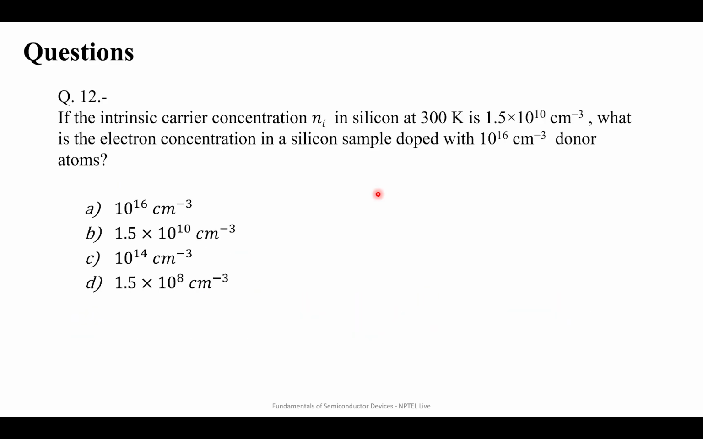Another numerical. If the intrinsic carrier concentration Ni in silicon at 300 K is 1.5 into 10 raised to power 10 per centimeter cube, what is the electron concentration in a silicon sample doped with 10 raised to power 16 per centimeter cube donor atoms? Is it 10 raised to power 16 per centimeter cube, 1.5 into 10 raised to power 10, 10 raised to power 14, or 1.5 into 10 raised to power 8 per centimeter cube? You have to use the formula you had just seen.